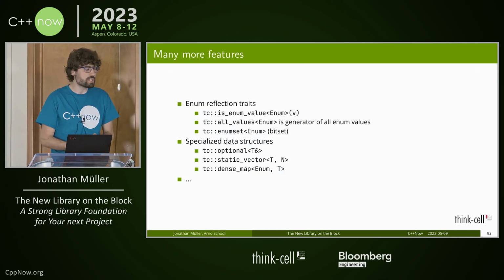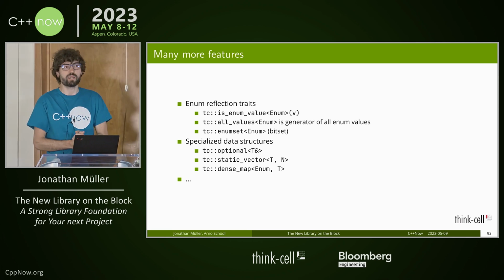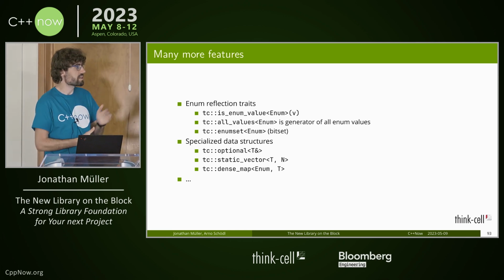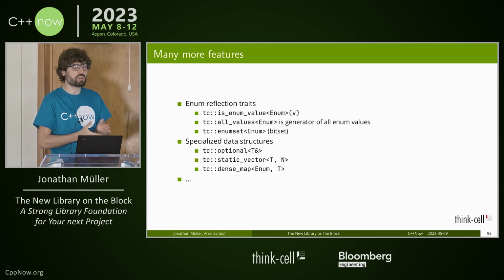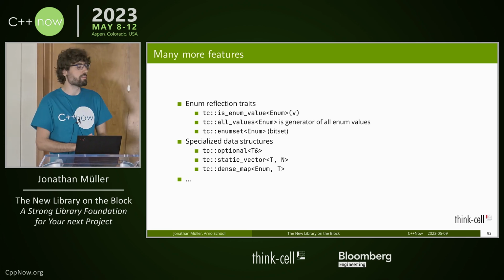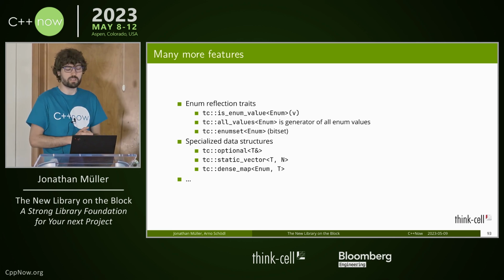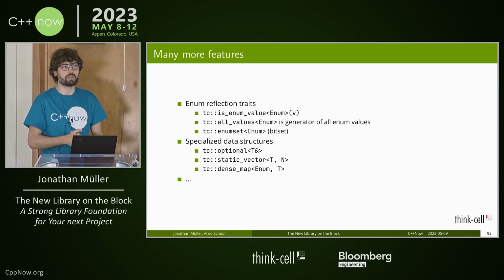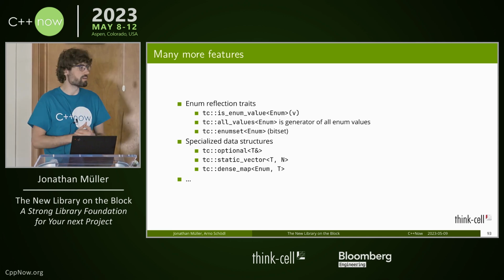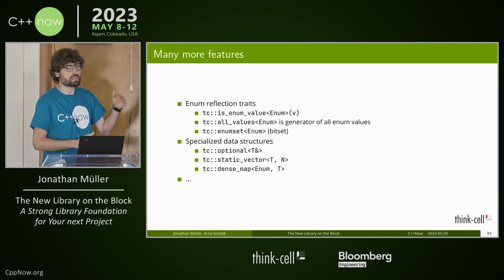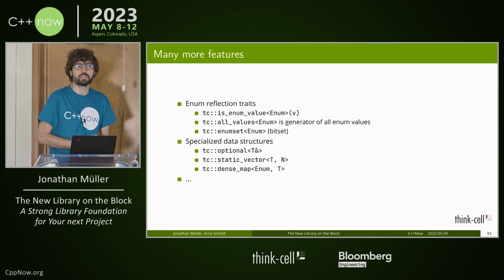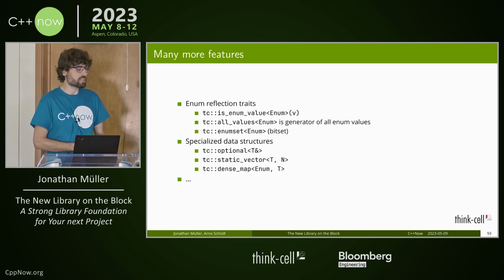So the library has many more features. For example, we've got traits for enum reflection. This allows us to write functions like, is that an enum value? Or we have a generator, all values, which generates all enum values. We also got an enum set function, which essentially just turns a bit set. So enums get overloaded operators, you can combine them to create an enum. And this works using macros, right? You have to specify macros to opt into that reflection traits.